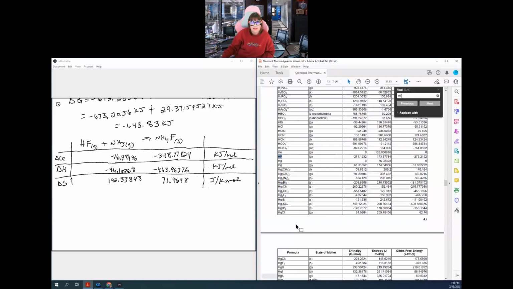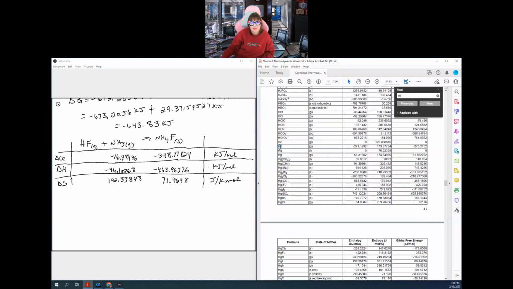And our HF gas. I'm just going to scroll this to make it easier for me. Highlight our values there. So on my HF, my delta G is negative 273.2152. The delta H is negative 271.1232. And my S is 173.67784. Okay. So those are my values there. Awesome. So now I have all of my values.